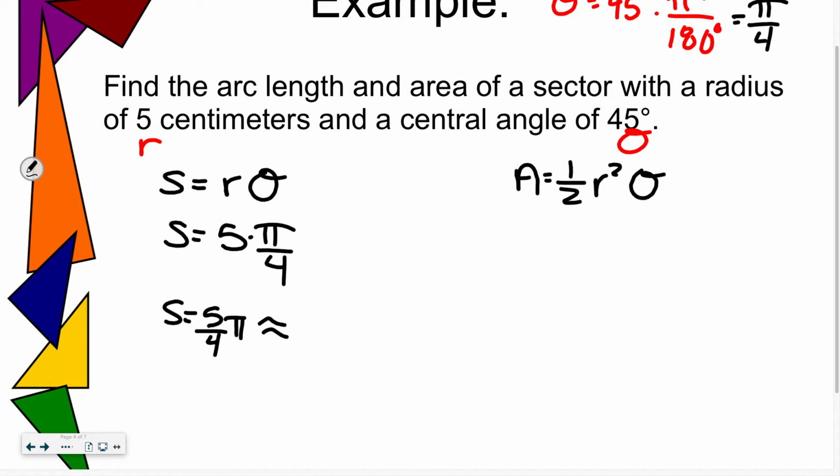But probably if you're talking about the arc length, is it an emergency?